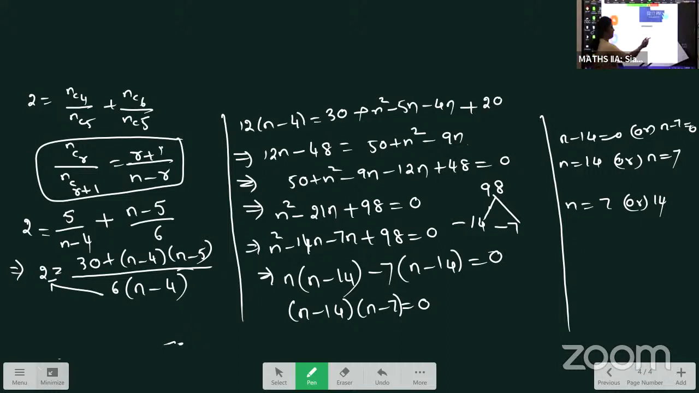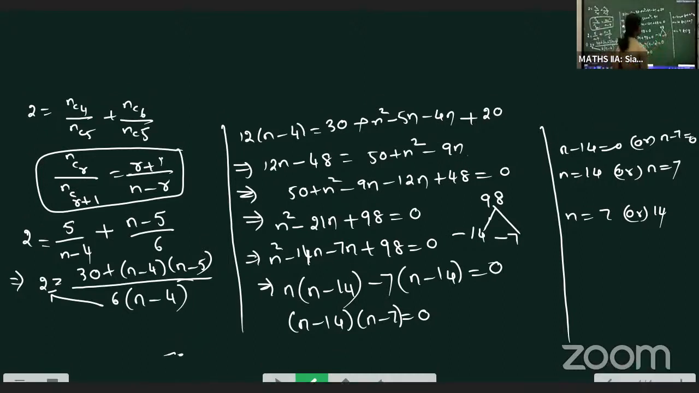We got two values of n: 7 and 14. That is how we have to solve it.